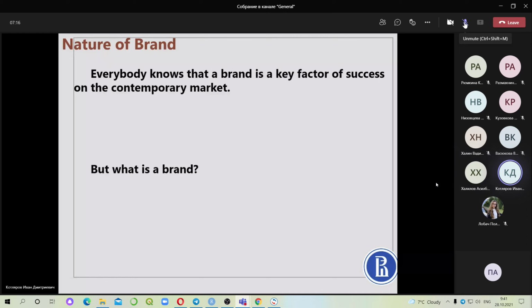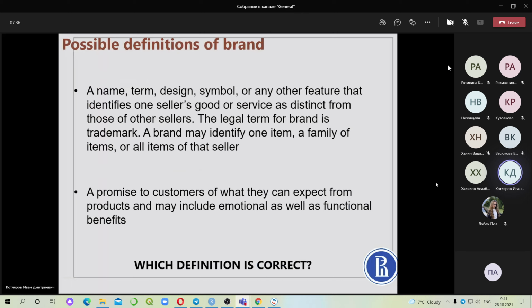Okay, ladies and gentlemen, what I would like to highlight, I thank you very much for your participation because you provided two different approaches to the definition of brands. And actually, both definitions have their grounds. Let's go further. Actually, there is a technical definition of brands, and there is a more marketing-oriented definition. So I would start with a technical definition, which was provided by Asylbek, if I'm not mistaken.